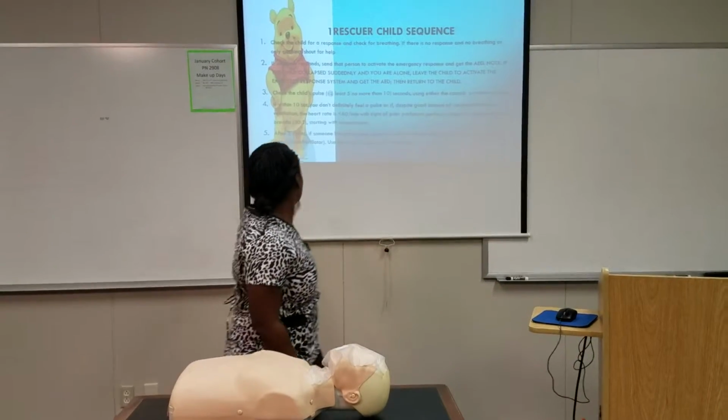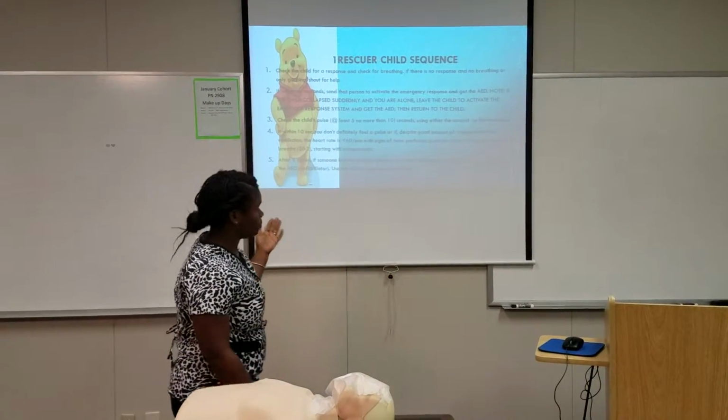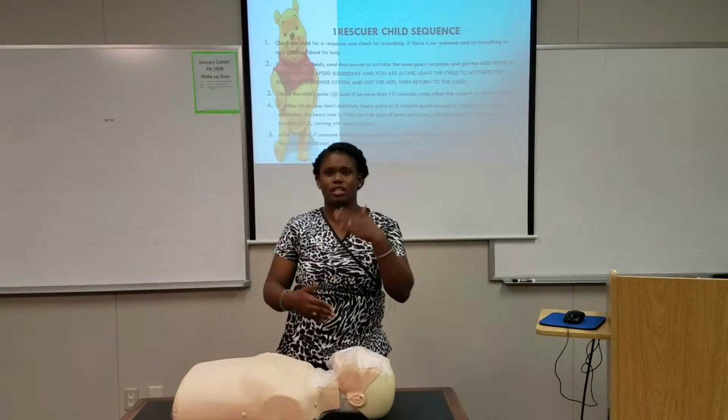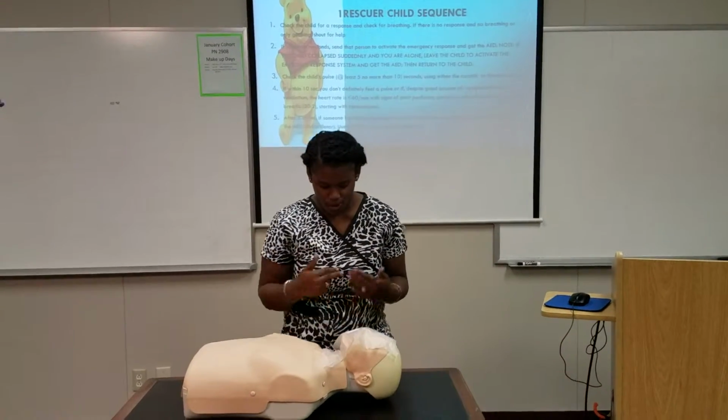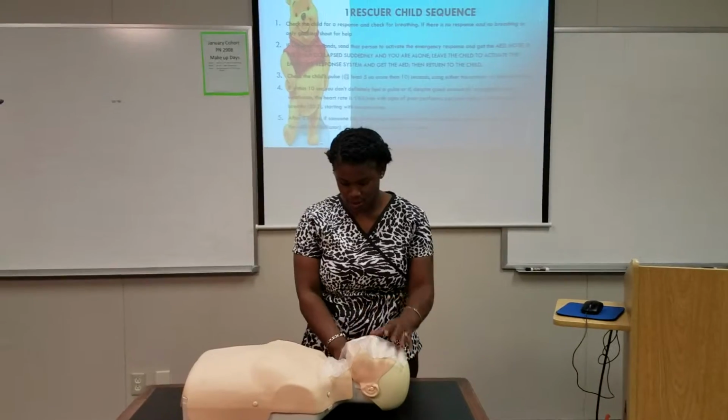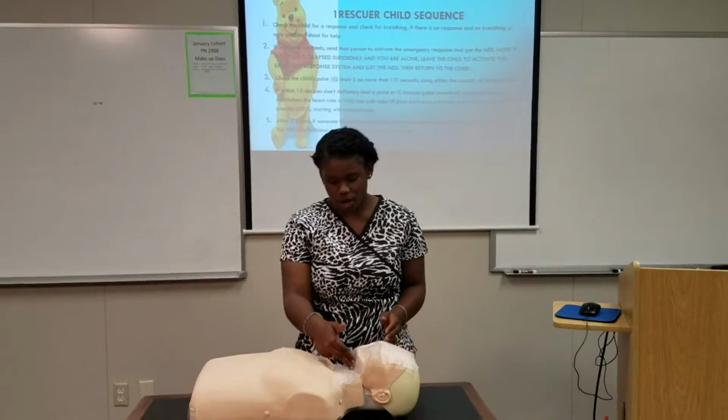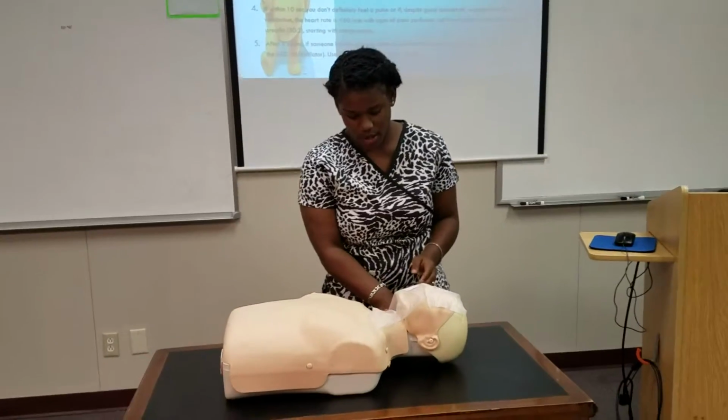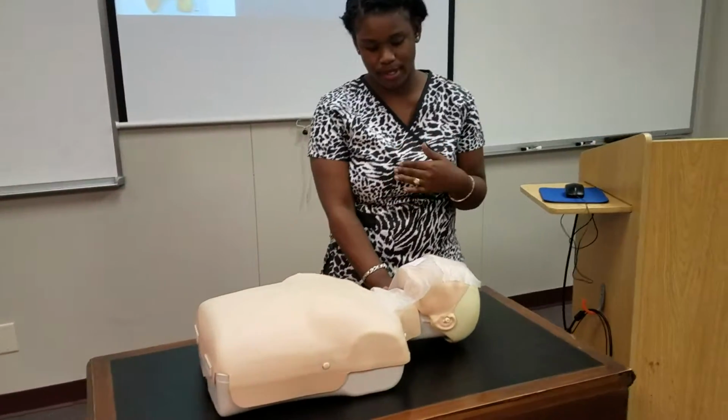If that does not happen, step 3 says check the child's pulse. You always check the pulse on the side that is closer to you. At this point, I'm on this side. So what you're going to do is place 2 fingers, find the trachea, and place them on the carotid artery, which is right beside the trachea.